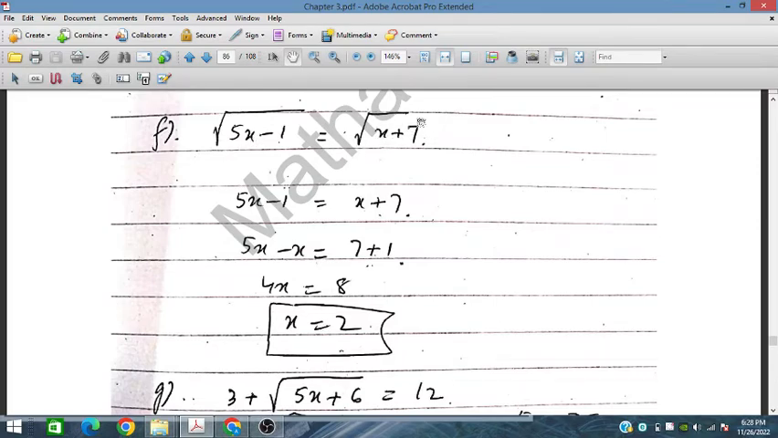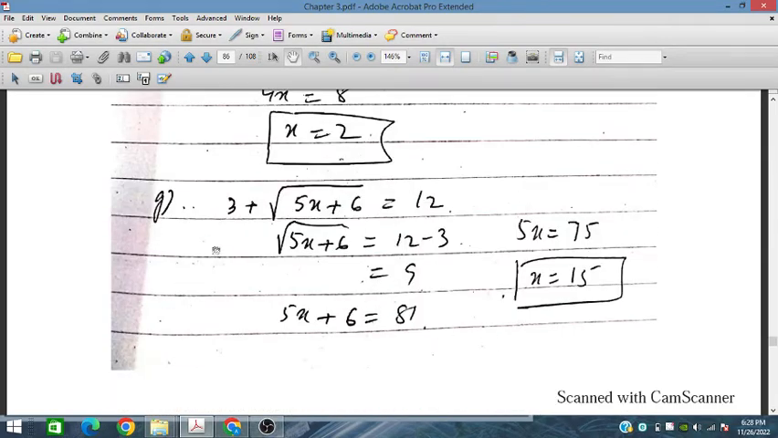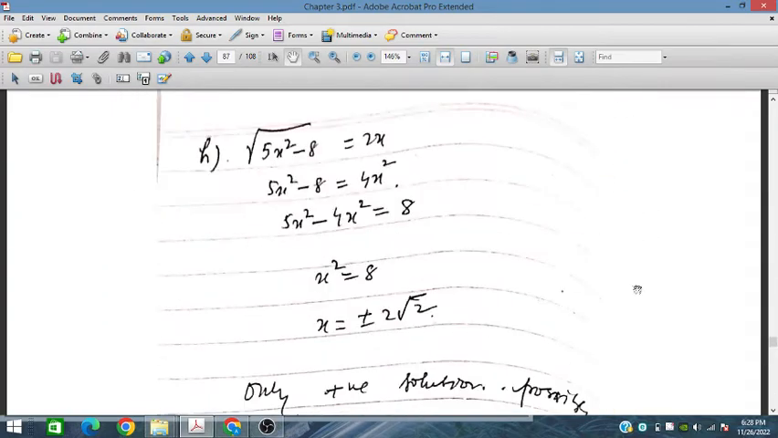This is 2 plus 7, 9. 5 by 10 minus 1, 9, 9, 3, 3. So this is satisfying. 3 plus 5 and this may be shifted here by taking square root on both sides. So it becomes this. So x is equal to 15.